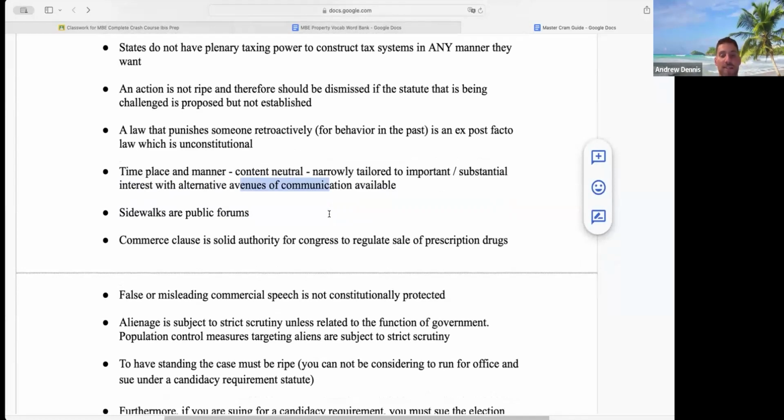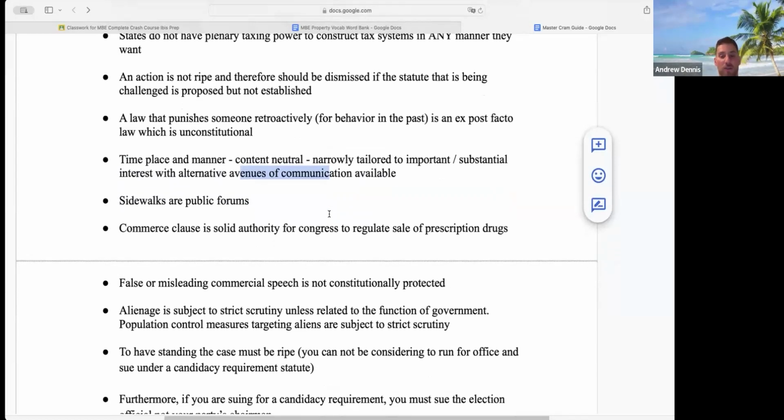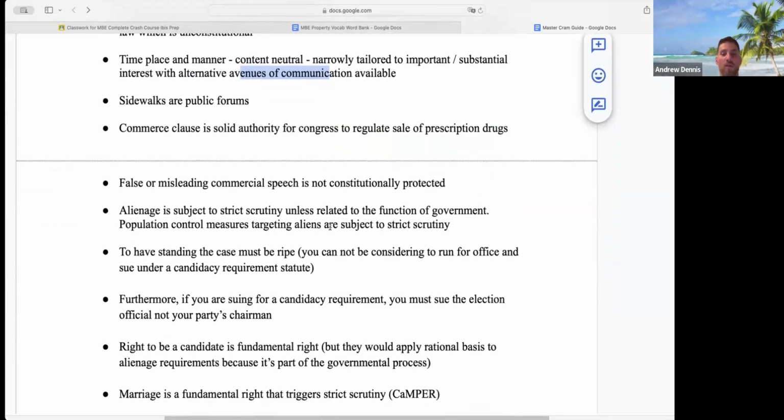The Commerce Clause is a solid authority for Congress to regulate the sale of prescription drugs, we said before. False or misleading commercial speech is not constitutionally protected. Nor is obscenity, defamation, words that are likely to incite imminent lawless activity, or hate speech. Alienage is subject to strict scrutiny unless related to the function of the government. Population control measures targeting aliens are subject to strict scrutiny.